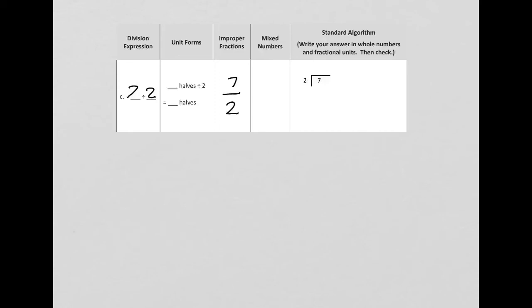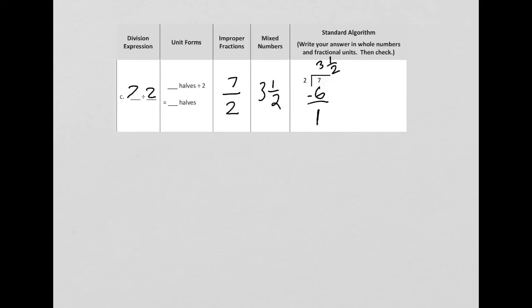2 goes into 7 3 times. 3 times 2 is 6. Subtract and we get 1. So 7 minus 6 is 1. Now I have my fraction remainder is 1 out of 2 pieces. So I get 3 and 1 half as my mixed number, which you might have been able to see just by looking at 7 halves. How many 2 halves can you take out? But I also still like to do the standard algorithm.